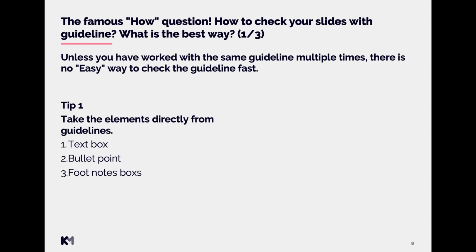So the first tip is to take the elements directly from the guidelines. From the beginning of your work, please take the key elements directly from the guideline. This way you can guarantee that you are in good hands early on, unless there are some mistakes in the guideline. The main elements you can take from the guidelines are text boxes and the bullet points and the footnote boxes or sometimes the slide number boxes.